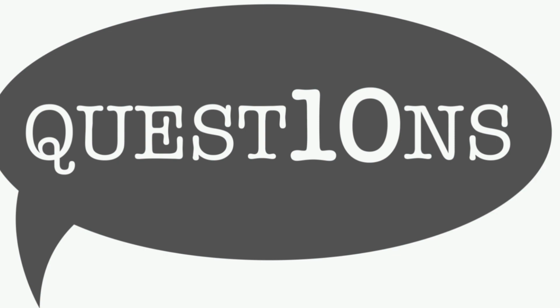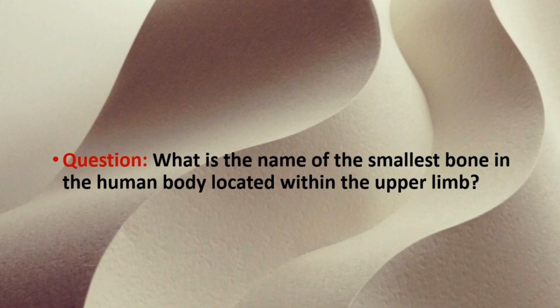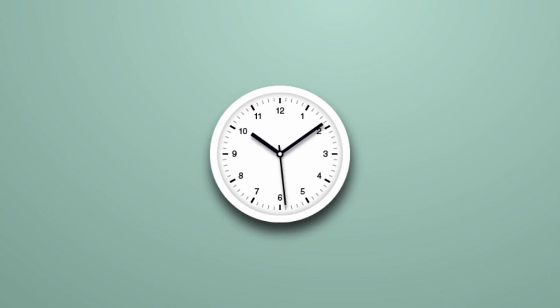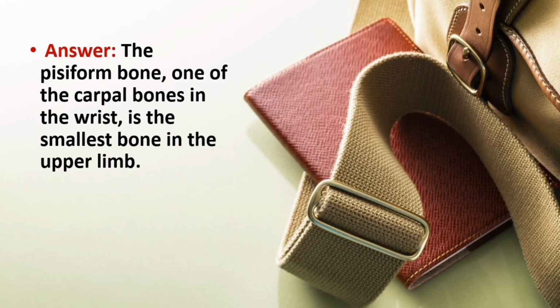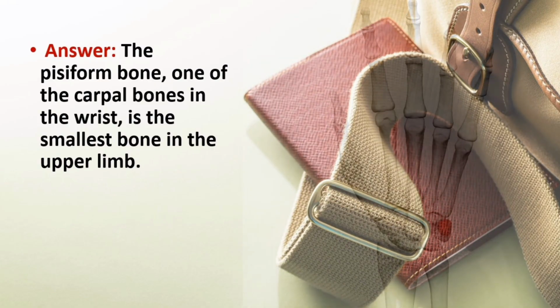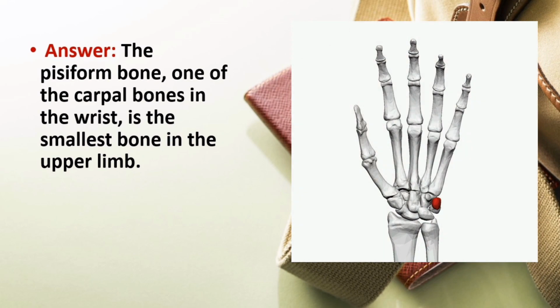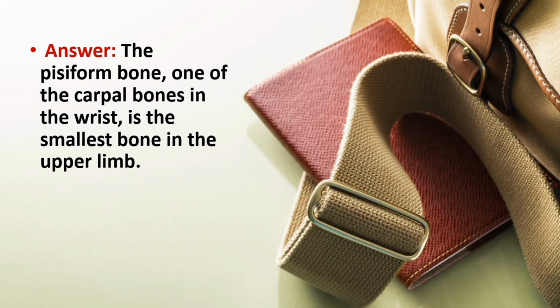Question 10. What is the name of the smallest bone in the human body located within the upper limb? The pisiform bone, one of the carpal bones in the wrist, is the smallest bone in the upper limb. It is a sesamoid bone.